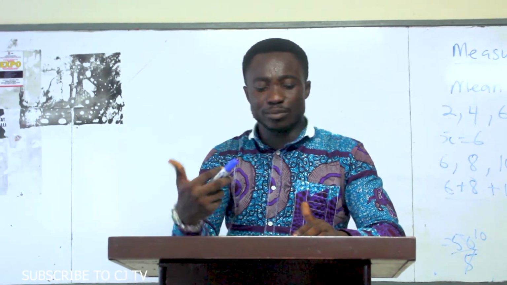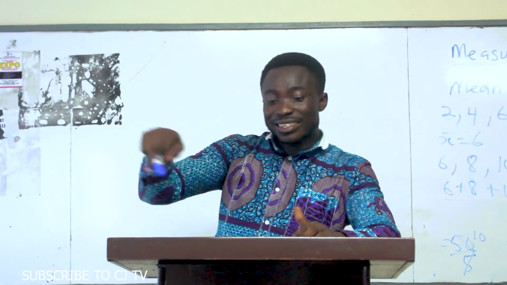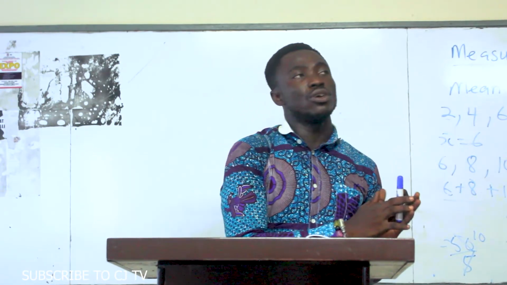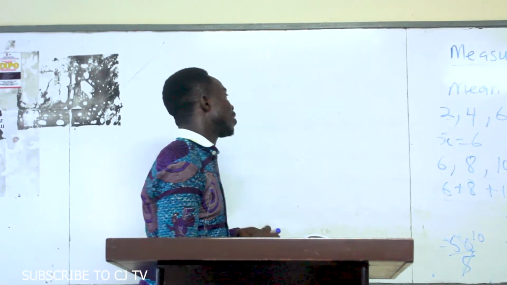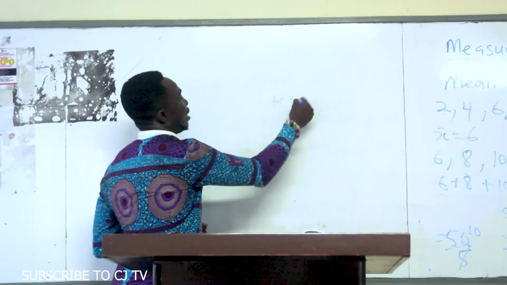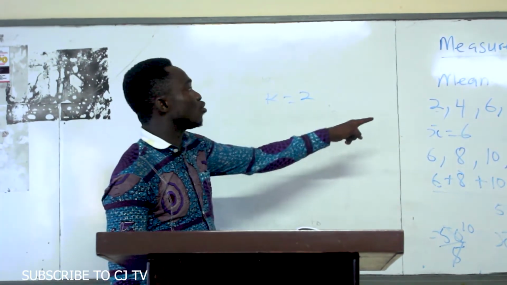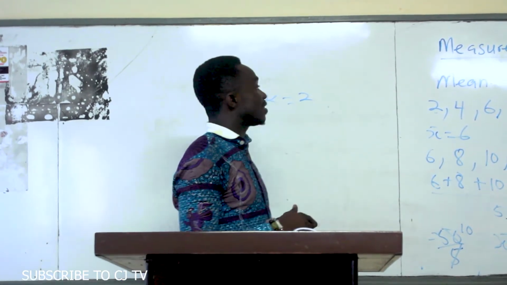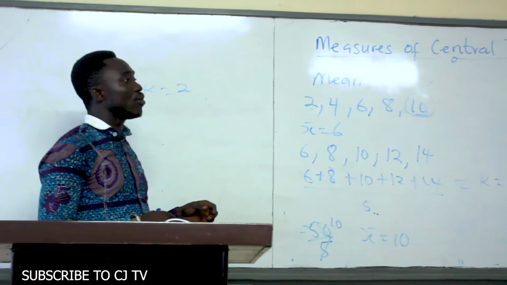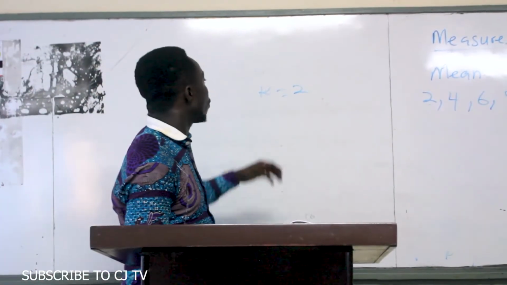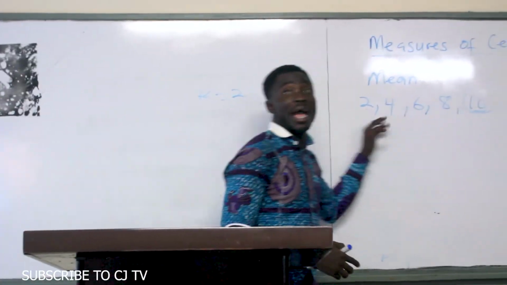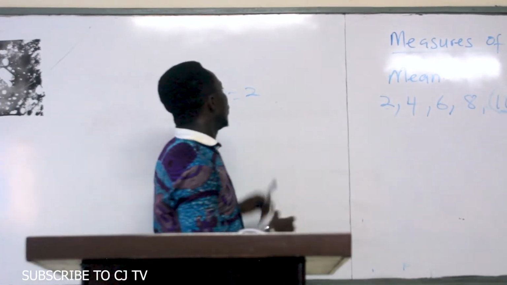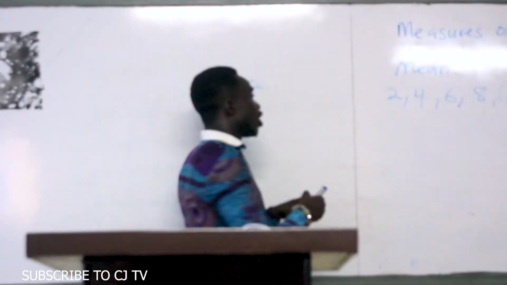If each score is multiplied or divided by the same value, the mean increases or decreases by the same factor. So what it means here again is that there is a constant k. Let us assume the k here is 2. Let's go back to our old observations: 2, 4, 6, 8, and 10. So we're going to multiply the given score by 2. This 2 is the constant. Now, this score will no longer be 2, it will now be 4.